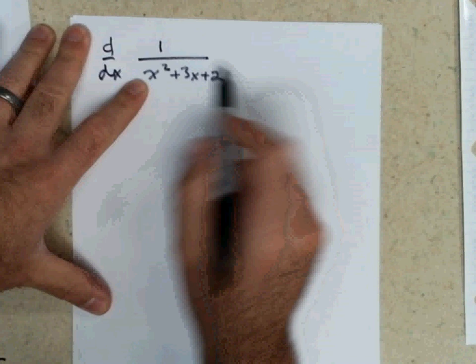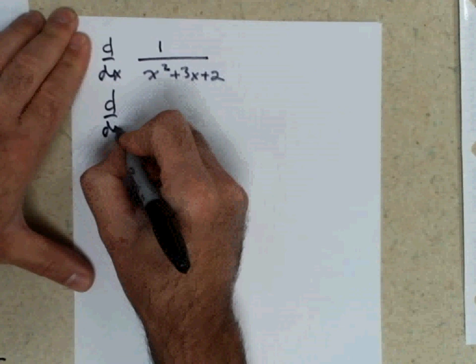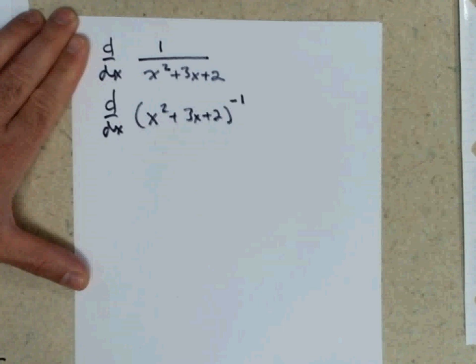Now, for the record, you could, no, don't do that. So I don't have any rules that have a derivative where the variable is on the bottom. We don't have any rules. So what I'm going to do is use algebra. I'm going to move this whole thing up, right? So I'm going to rewrite this as x squared plus 3x plus 2, this whole thing raised to the negative 1 power.